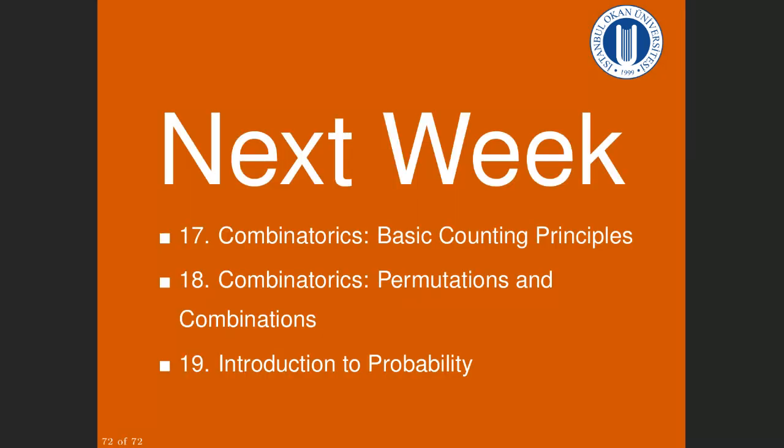And finally, that is the end of our 3 weeks about geometry. Next week, we're going to start talking about a different type of mathematics. We're going to talk about combinatorics, which is a fancy way of saying counting. And then we're going to start talking about probability.